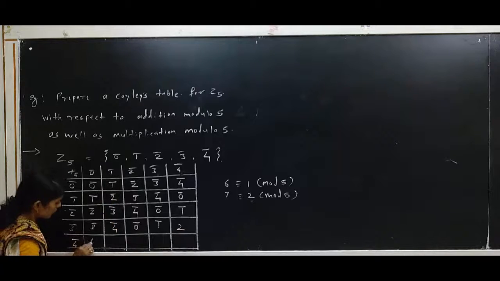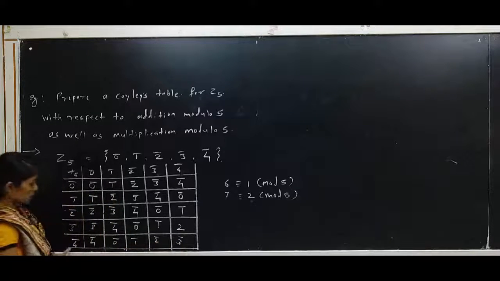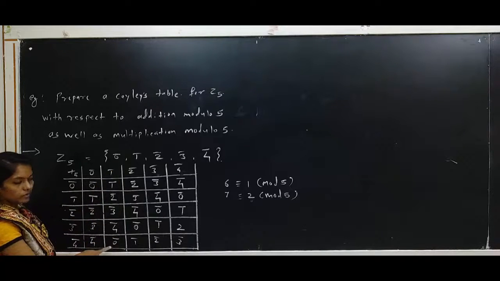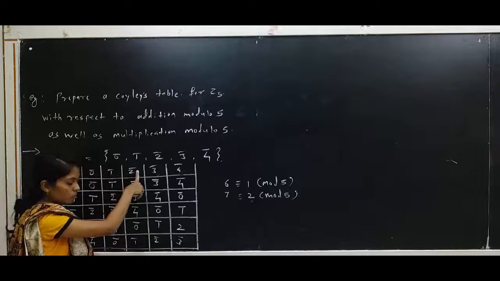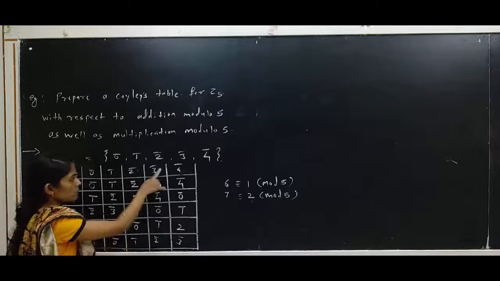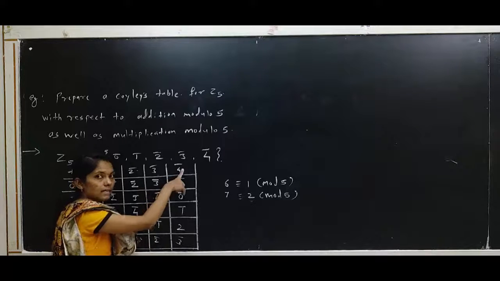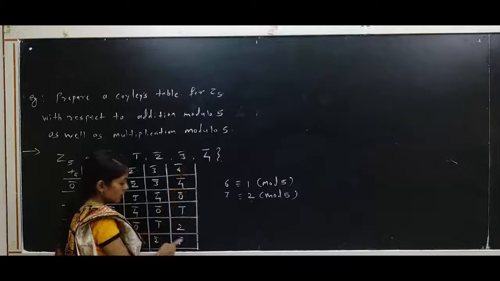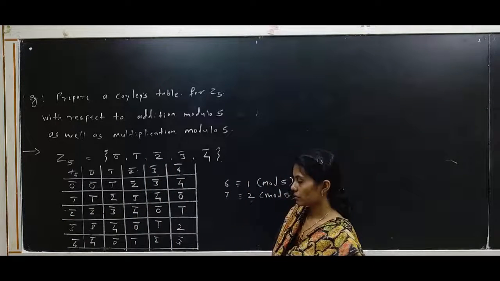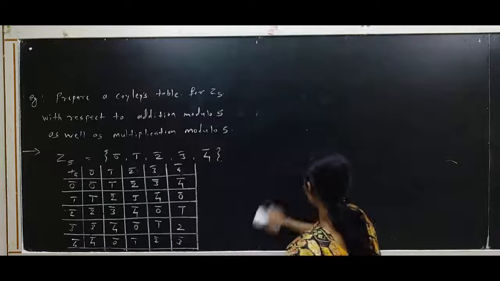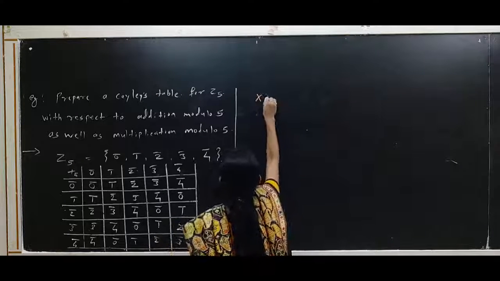Now 4 plus 0 is 4, then 0, 1, 2 and 3. So 4 plus 1 is 5, modulo 5 we get 0. 4 plus 2 is 6, in modulo 5 we get 1. 4 plus 3 is 7, modulo 5 we get 2, and 4 plus 4 is 8. So modulo 5 we get 3. So this is the addition modulo 5 table. Okay, now we want to prepare the multiplication modulo 5 table.